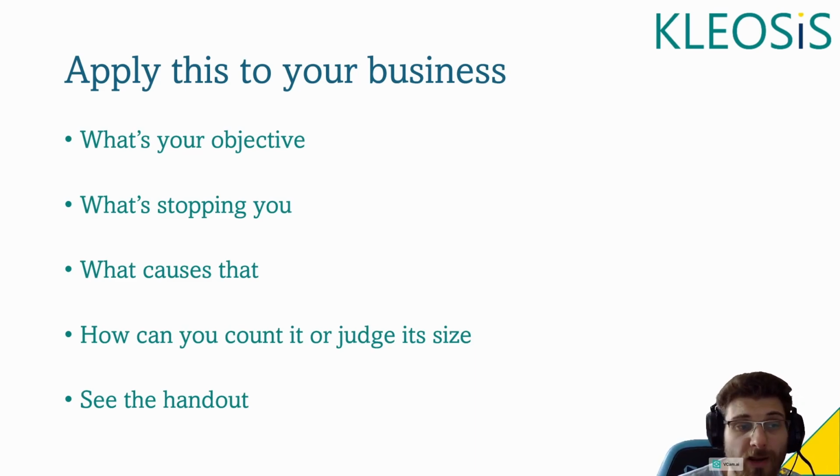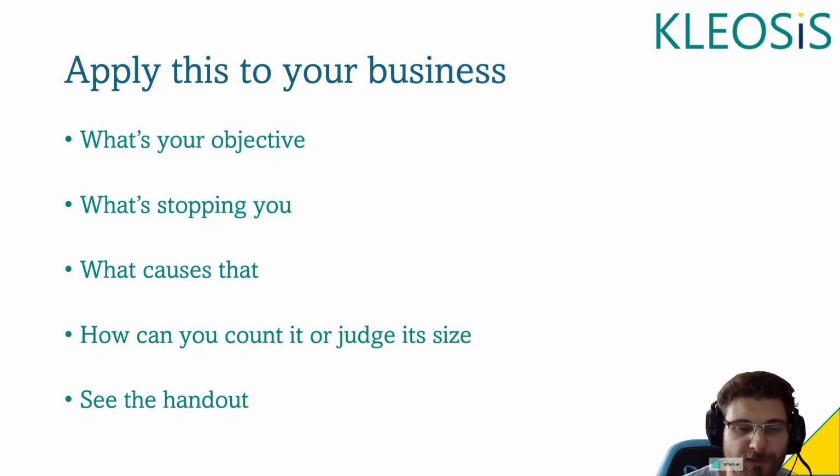So I want you to now apply this to your business using the handout at the bottom of the page. What's your objective? What's stopping you? What's the roadblock? What causes the roadblock? And how could you make it worse? It's a really, really good question to ask. And then how can you count the cause or judge its size in some way? And if you can't judge its size, how could you possibly measure when it occurs or where it occurs? Some sort of numbers. So follow along the handout, and if you want, post what you find in the forums.